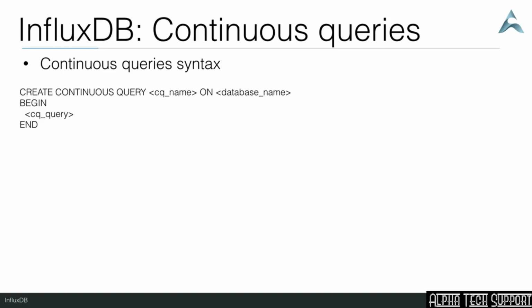CQs execute at the same interval as the CQ query's group by time interval, and they run at the start of InfluxDB preset time boundaries. If the group by time interval is 1 hour, the CQ executes at the start of every hour. When the continuous query executes, it runs a single query for the time range between now and now minus the group by time interval. If the group by time interval is 1 hour, let's say, and the current time is 17:00, the query's time range is between 16:00 and 16:59.99. So it's pretty accurate.